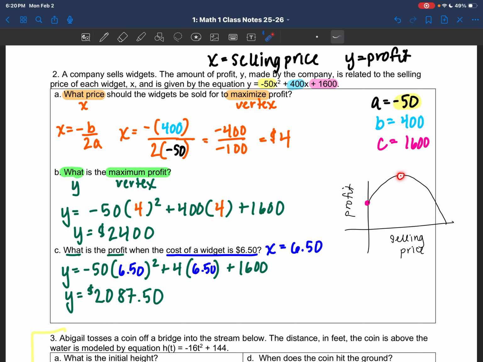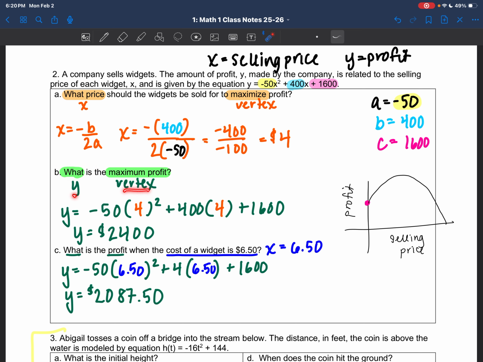So we're looking for our vertex right here. So we need to do axis of symmetry by substituting in B. So we get negative 400, and substituting in A, which is negative 50, to get negative 100, and that's going to give you $4. So this is your X value, so it would be X equals 4. So your axis of symmetry would be right here at 4. There you go. All right, and then we want to know what is the maximum profit.